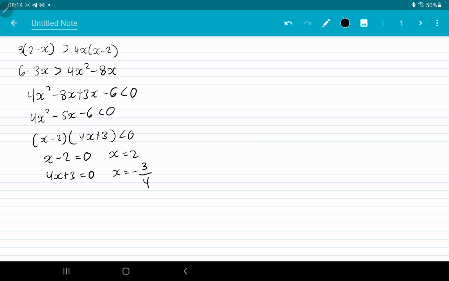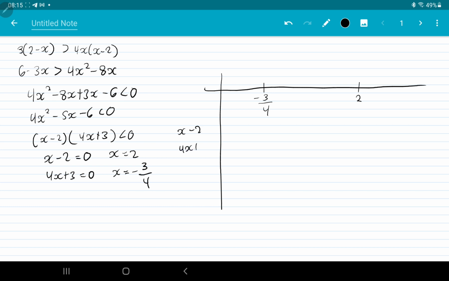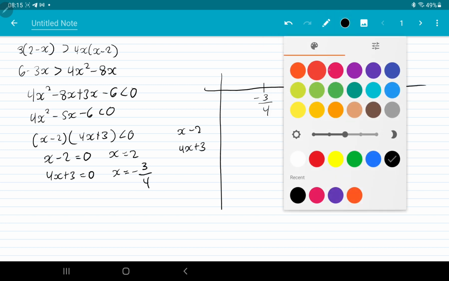So for the number line, we can draw a line and plot the values on it. The positive should be on the right side and the negative on the left side. So on the right side it should be 2, while the left side should be negative 3 over 4. What I like to do is draw a box here and write down the factors, for example x minus 2 and 4x plus 3. I will write down the factors on my left side. Now I must find the values between these numbers.